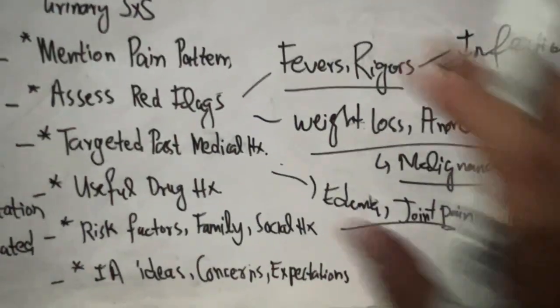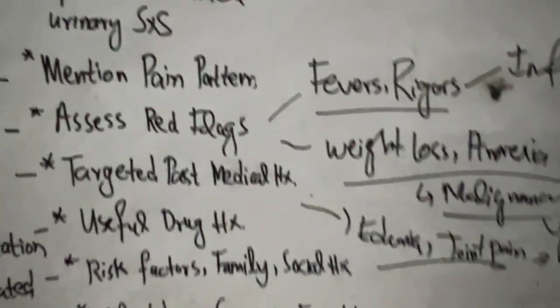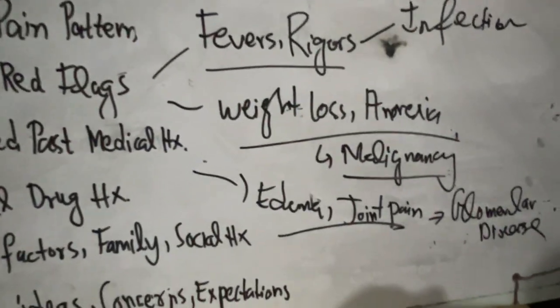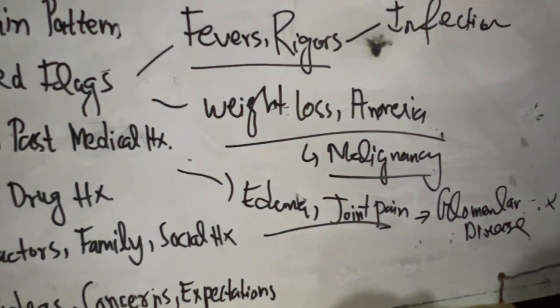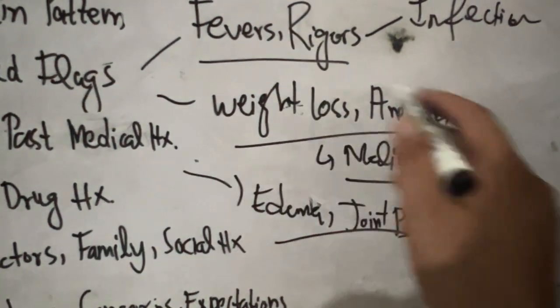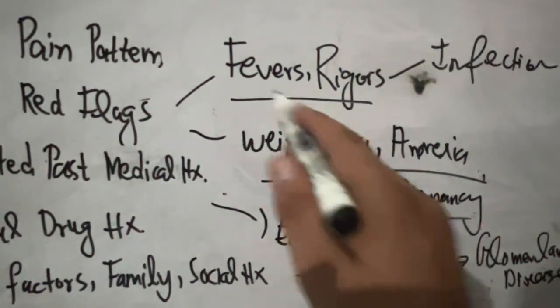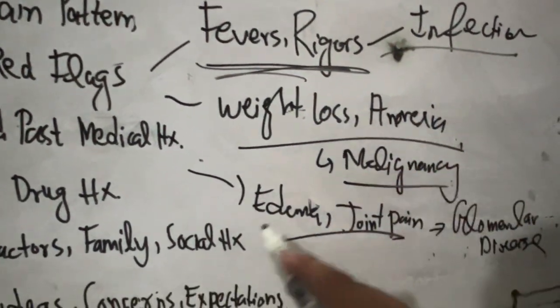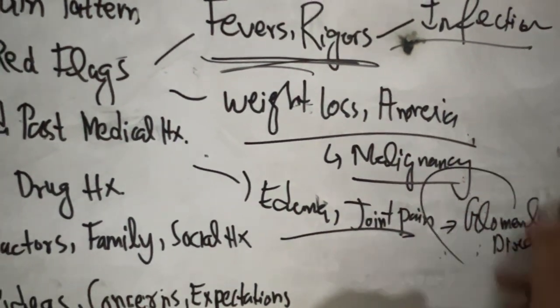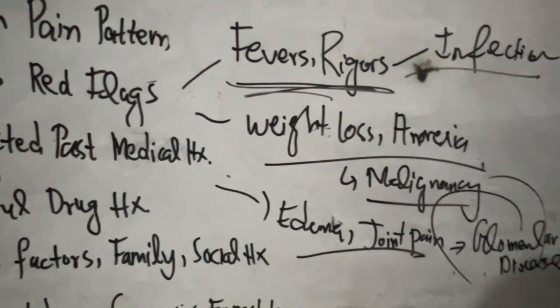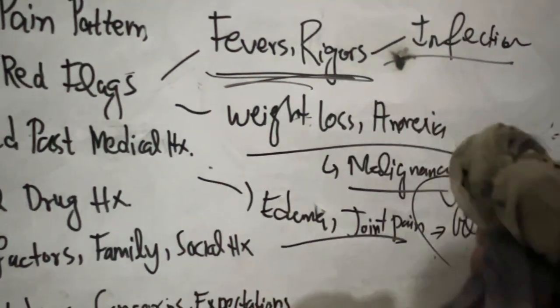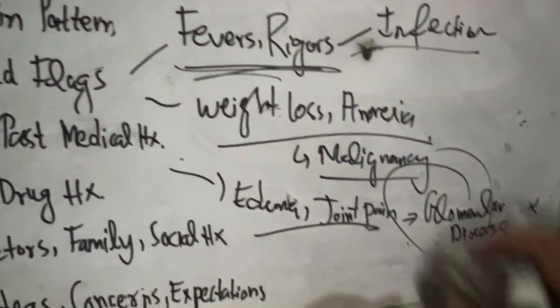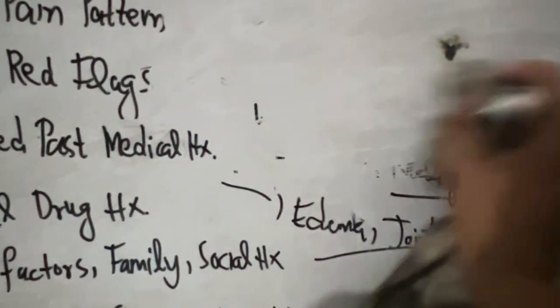So this is about the red flags. The red flags for hematuria are weight loss and anorexia, while the systemic features like fever and rigors suggest infection, and edema and joint pain suggest glomerular diseases, like glomerulonephritis. So this is about red flags.